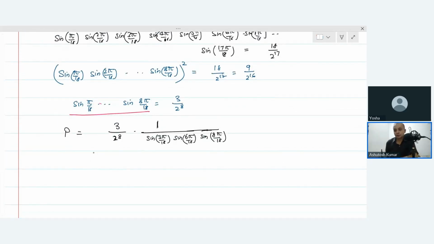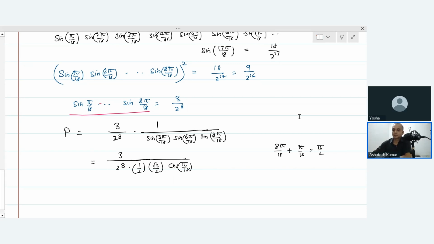But the good thing is also that I have 3 pi by 18 as pi by 6. Sine pi by 6 is 1 by 2. Sine 6 pi by 18 is root 3 by 2 because sine 60. And sine 8 pi by 18 is nothing but cos of pi by 18. Why? Because 8 pi by 18 plus pi by 18 is pi by 2. Therefore, sine of 8 pi by 18 is nothing but cos of pi by 18. Correct? So let's simplify this.